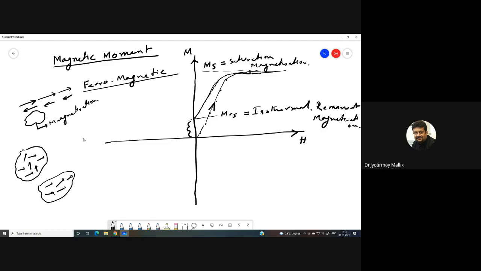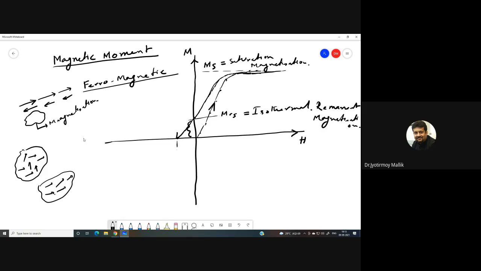What it means physically is that although I am removing the external magnetic field, not all the magnetic moments are able to turn back to a completely random position. There is still some alignment left within the system, and then I make my field opposite, and slowly I see that there is a point at which the acquired magnetization becomes 0.